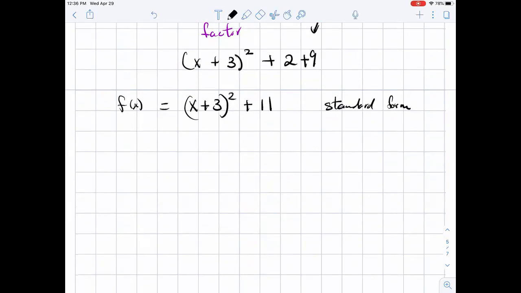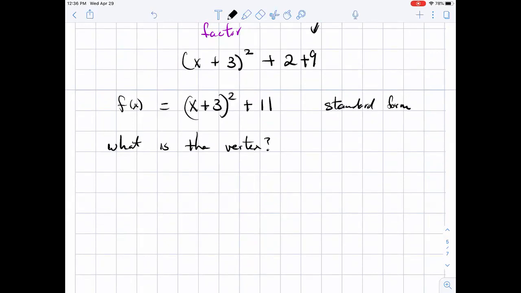So this is how you convert from standard to general. Okay. Yeah. And now we can tell what is the vertex. Suppose I ask you here, what is the vertex? 3 and 11? No, no.